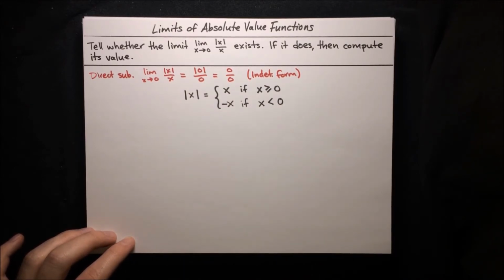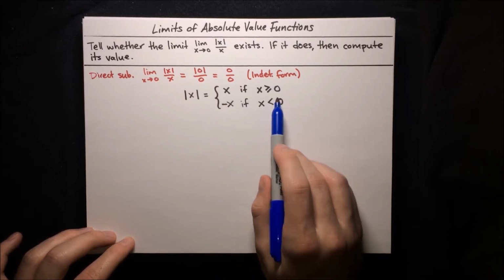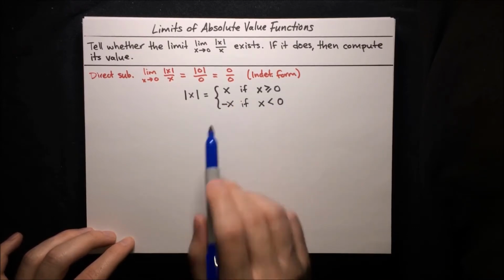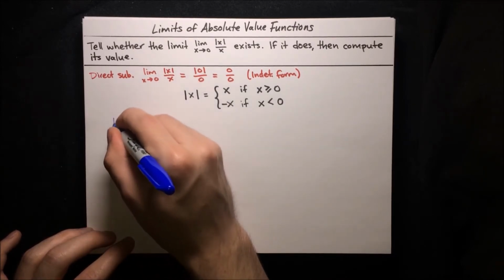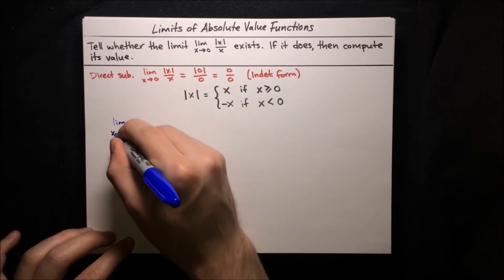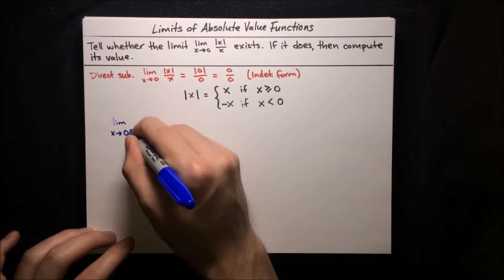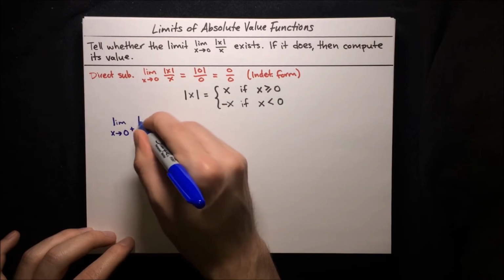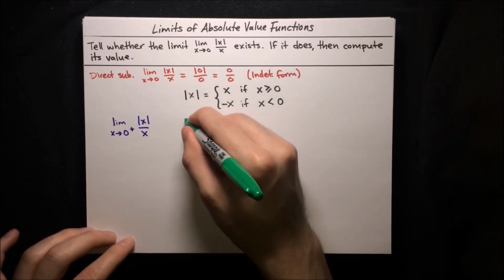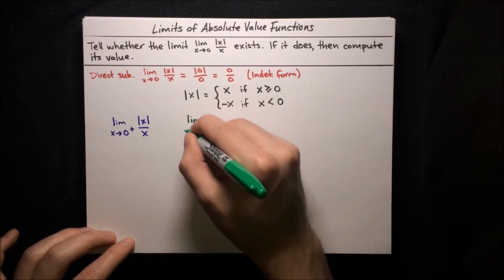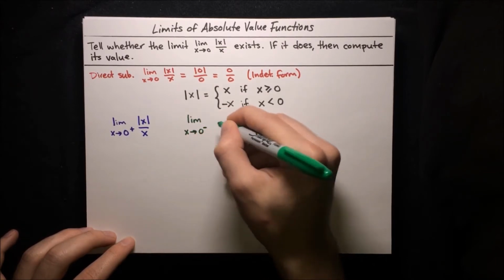Now we want to compute the limit as x approaches 0, and 0 is the crossover point where we change pieces in the piecewise function. So we really need to split this limit up into two cases and check both of them. There's the case of the limit where x approaches 0 from the positive side, and there's also the case of the limit where x approaches 0 from the negative side.